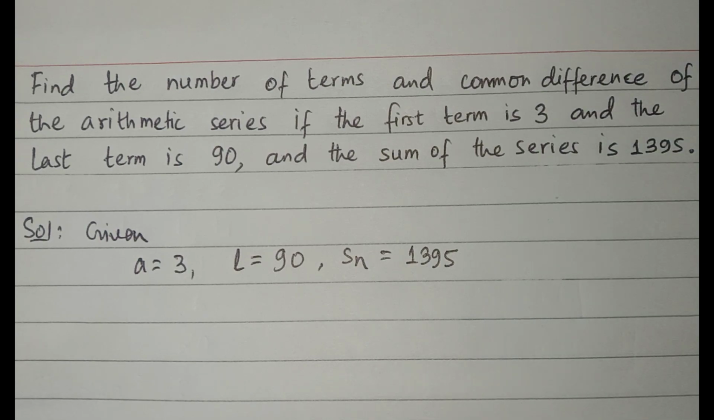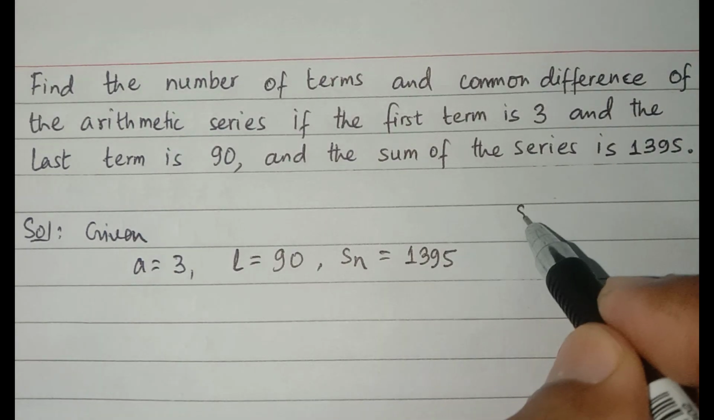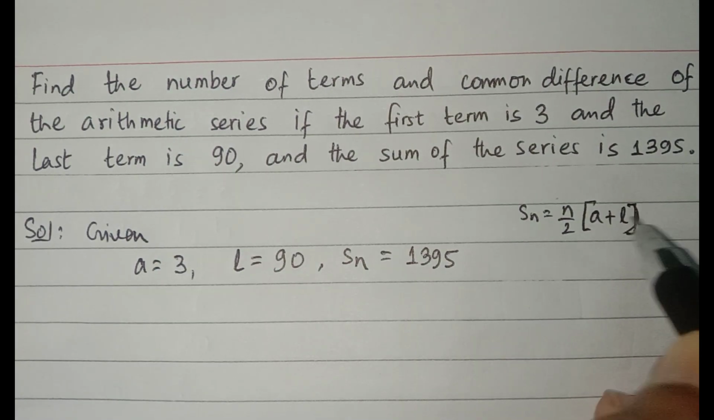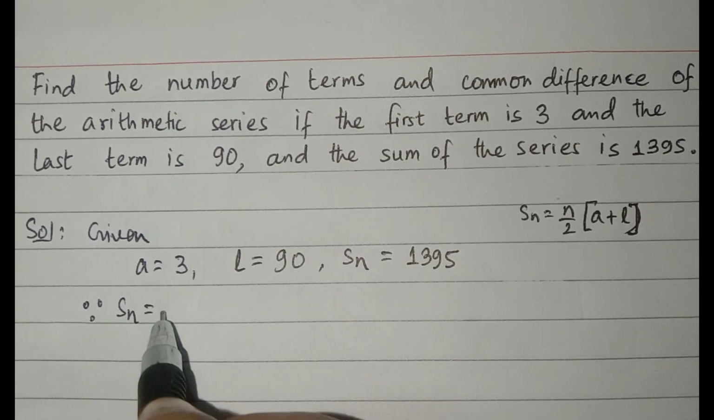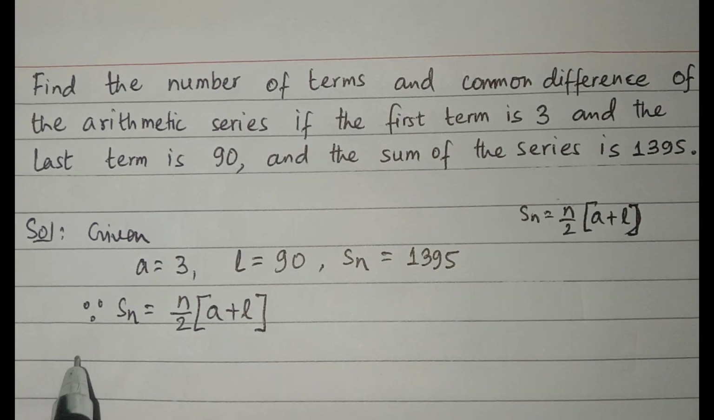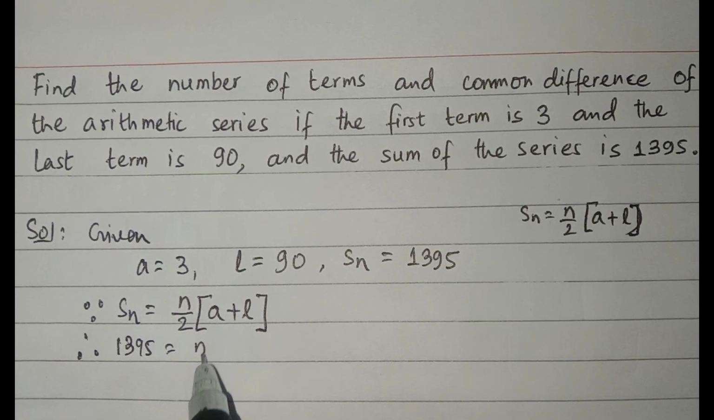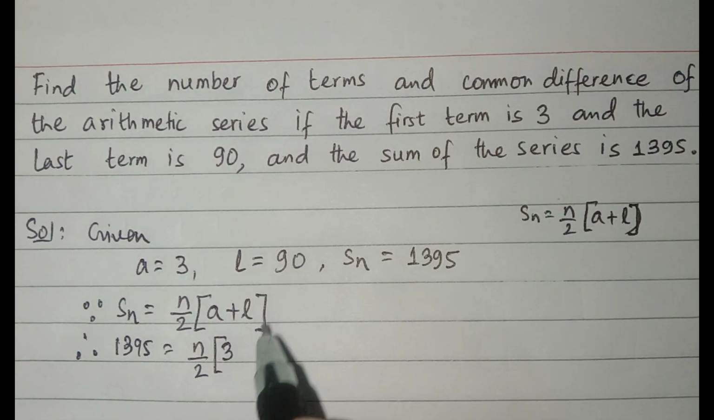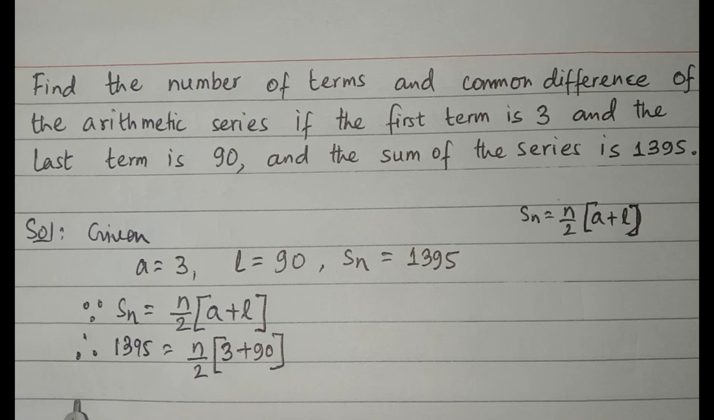Okay, when we know the first and the last term of the series, then we can use the formula n by 2 times (a plus l). So we are going to use this here, since the sum of n terms in an arithmetic sequence is n by 2 times (a plus l). Therefore, Sn is 1395 equal to n by 2 times (the first term, 3, plus the last term, 90).